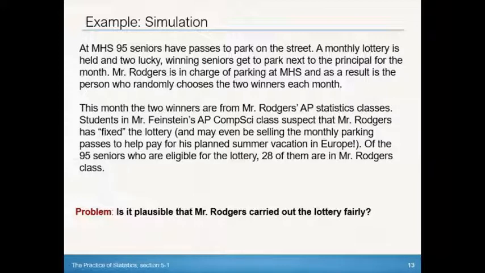If the probability of this happening is very low, then it probably didn't happen by chance and Mr. Rogers cheated. But if the probability of this happening is high, then we probably would say, he might have cheated, but it's possible that it could have happened. So we can't punish him. Okay.